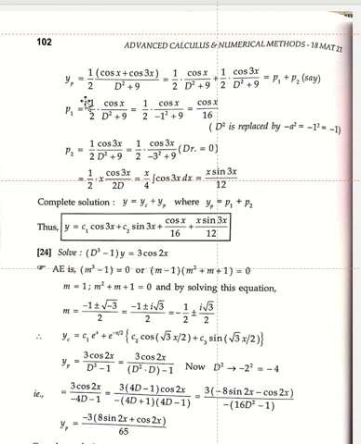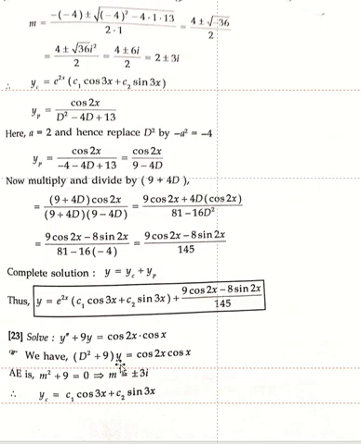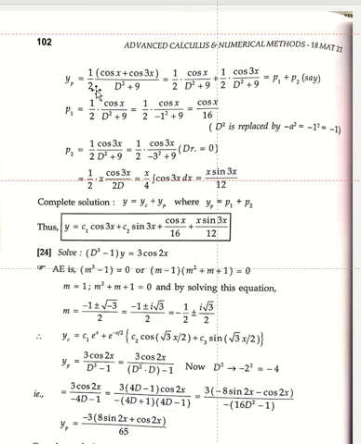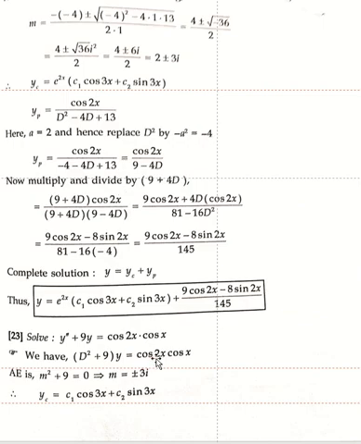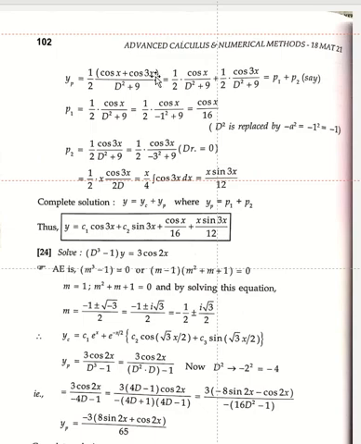Next we need to find yp. What is yp? yp is equal to cos 2x into cos x divided by D square plus 9. It is in the form of cos a into cos b. What is the formula for cos a into cos b? It is 1 by 2 into cos of a plus b plus cos of a minus b. Therefore, here 1 by 2 into cos of a plus b, where this is a and this is b. Cos of a plus b is 2x plus x, which is 3x. Therefore 1 by 2 into cos 3x.